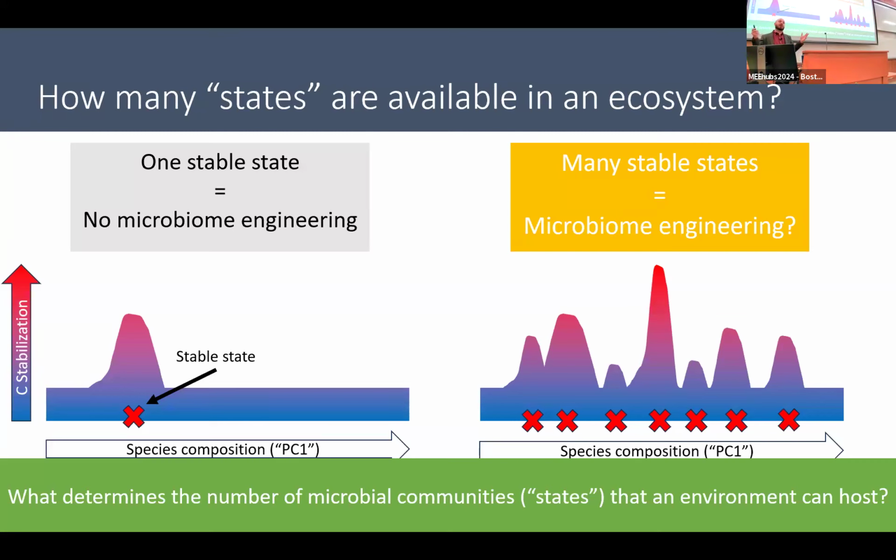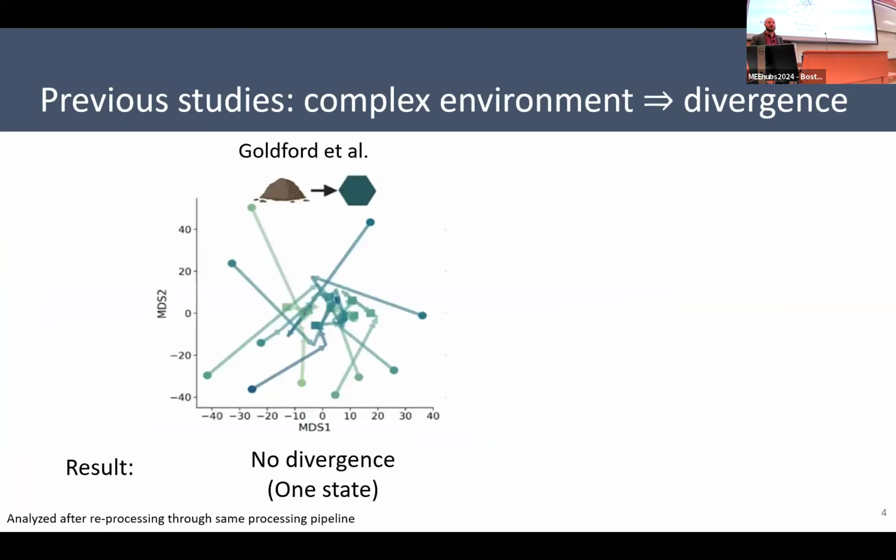So this thought experiment led me to this other question, which was, what determines the number of microbial communities or states that an environment can host? And when I thought of this question, I was reminded of some previous studies, which I'll show the results of now. So this is a study from 2018, where the researchers went out to a bunch of different soils, collected communities from different soils, brought these different communities back to the lab, and grew them all in a really simple environment, just on glucose minimal media.